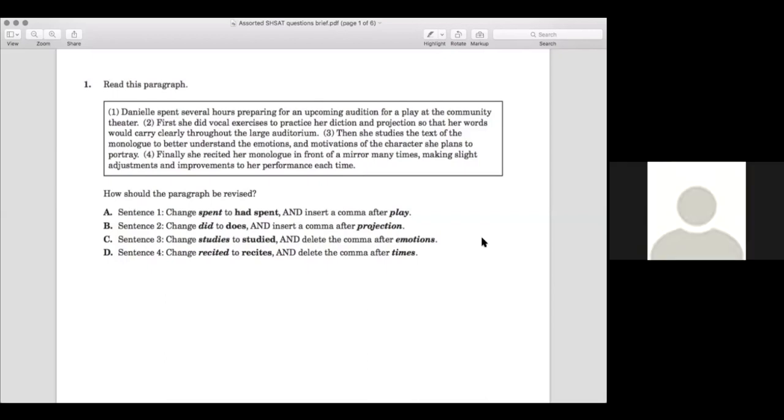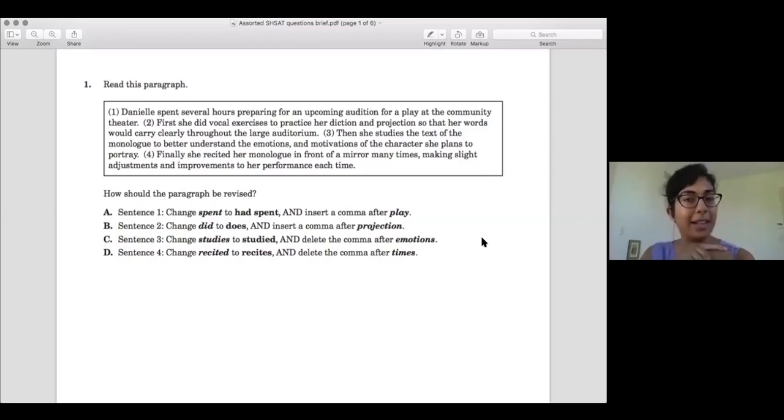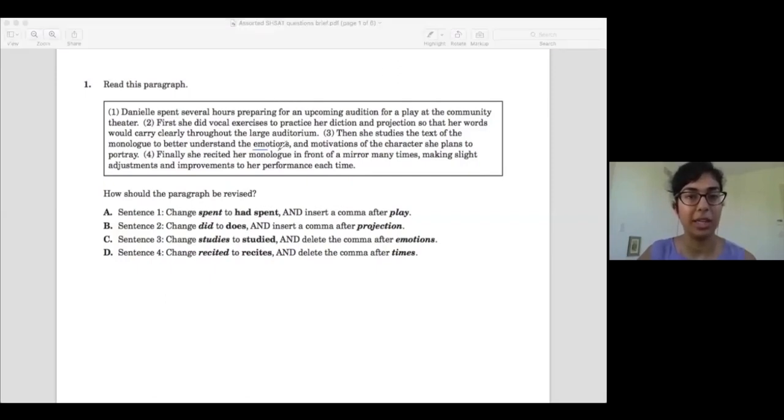There shouldn't be a comma after emotions because it's not really a list. There are only 2 things. Exactly. Good. That's definitely wrong. I'm going to use the annotate feature. So here is what's being referred to: emotions and motivations. That's 2 things with an and in the middle. We don't need a comma. You only need a comma if it's a list of 3 or more.